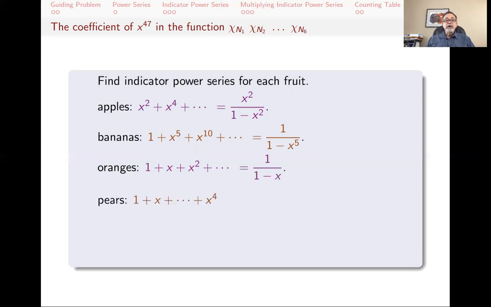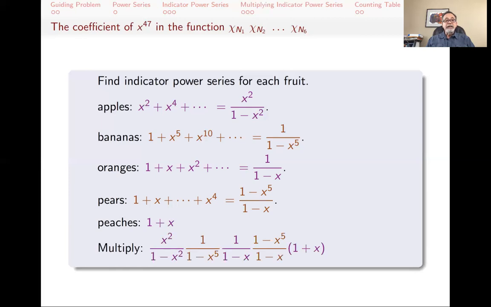For pears, we have 1 plus x plus 3 dots plus x to the 4th, because it was between 0 and 4 inclusive. And that's a partial sum of a geometric series. It is 1 minus x to the 5th over 1 minus x. For peaches, it's 1 plus x. And if we multiply these, so we have got 5 of them, chi n 1 times chi n 2 times that chi n 5. In the title here, I have that typo. That should be chi n 5.